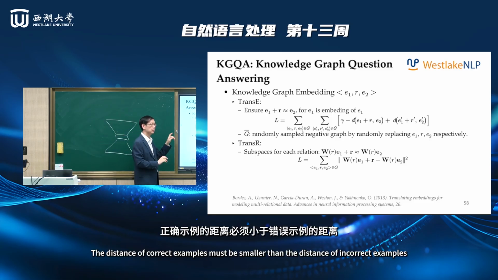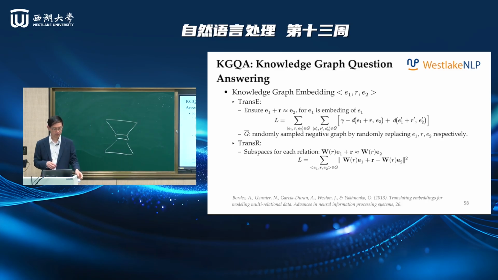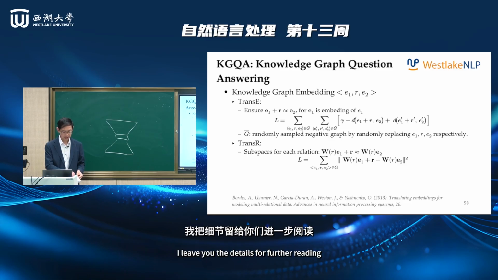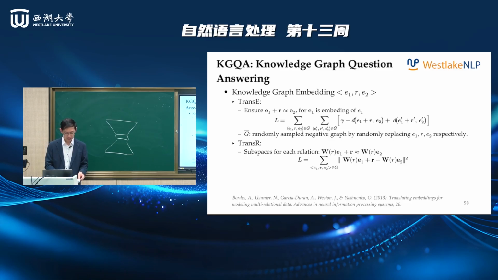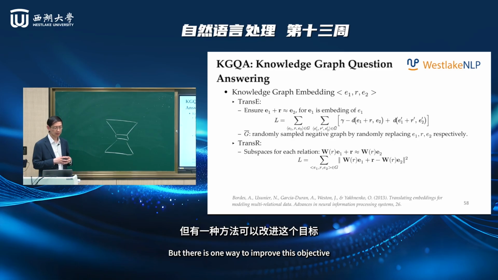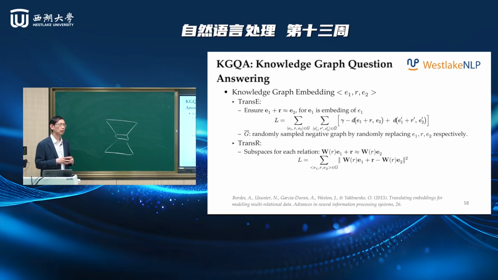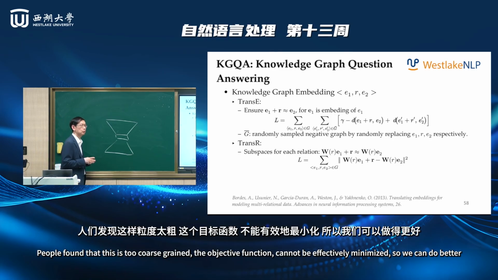The distance of correct examples must be smaller than the distance of incorrect examples. Okay? I leave you the details for further reading. But there is one way to improve this objective. Okay? People found that this is too coarse-grained. The objective function cannot be effectively minimized. So we can do better.